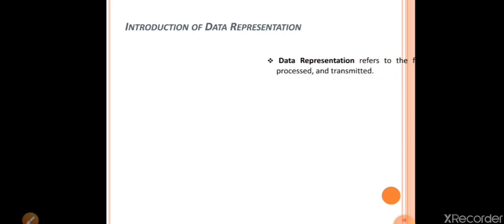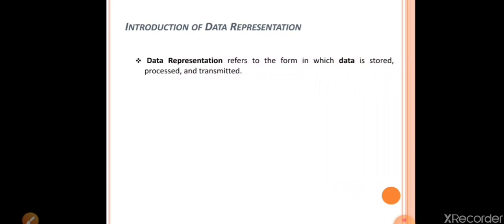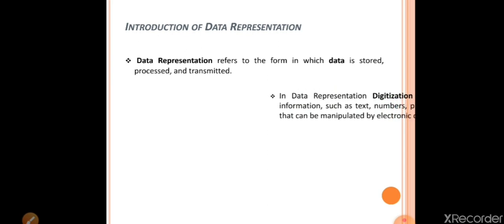Our first topic is introduction of data representation. What is data representation? How are data represented? We will study that in this one. Data representation refers to the form in which data is stored, processed, and transmitted. It means how we are going to store, process, and transmit our data, which we will study in this chapter, and this is also known as data representation.